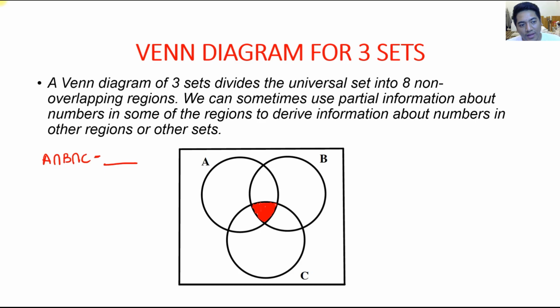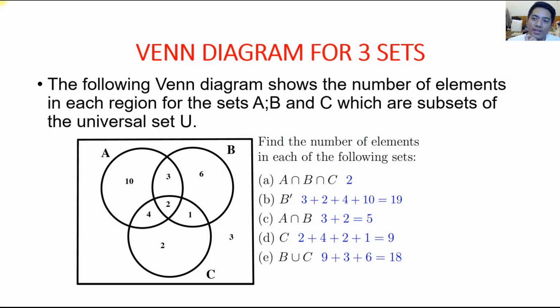That's the very first thing that you're going to look at. And out of that, you're now going to look at the relationship of A and B, the relationship of A and C, and the relationship of B and C before you can finally come up with the conclusion of what is the remaining for A, B, and C. The following Venn diagram shows the number of elements in each region for the sets A, B, and C, which are subsets of the universal set U. If we get A intersection B intersection C, we get 2, and that is the most crucial information we are looking for.